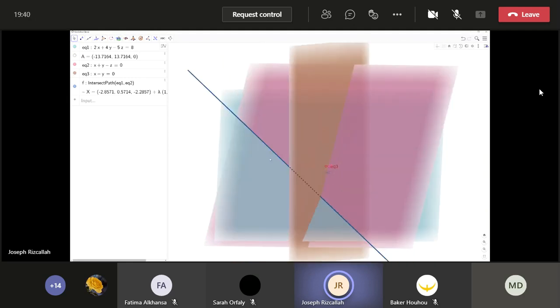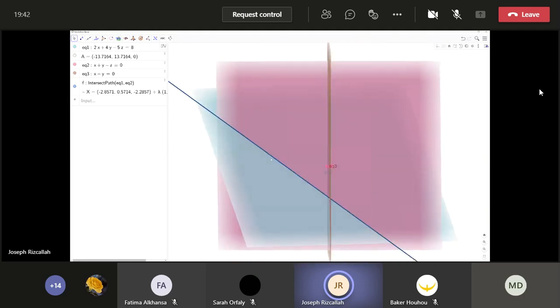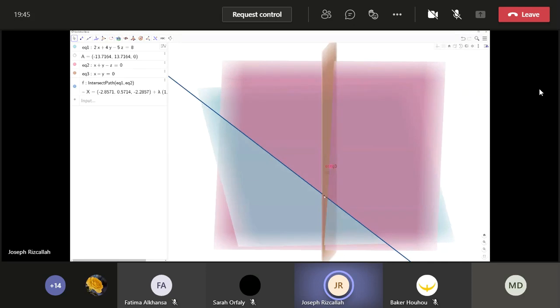You see it? I'm going to change the perspective so you can see better. This is the point of intersection here. You see it? This one here. Okay, and this is the solution of the 3 equations.